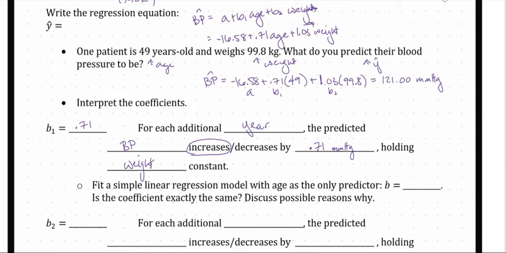0.71 millimeters of mercury, holding weight constant. If we were to fit a simple linear regression model with age as the only predictor, what would that slope be? Go ahead and actually do that using our data and compare the slopes. Is the coefficient exactly the same? And think about why it is or isn't.